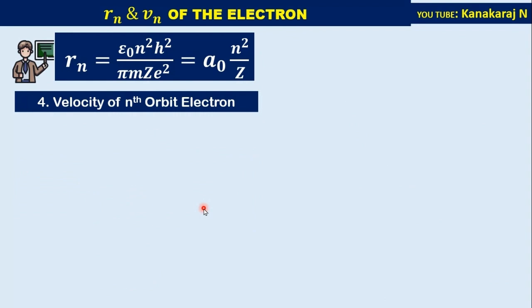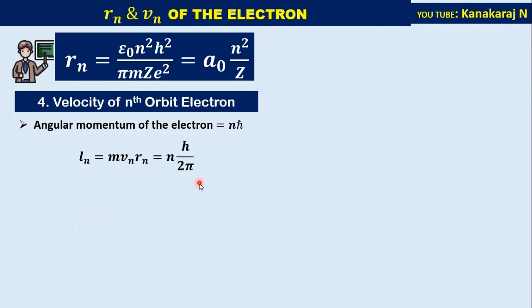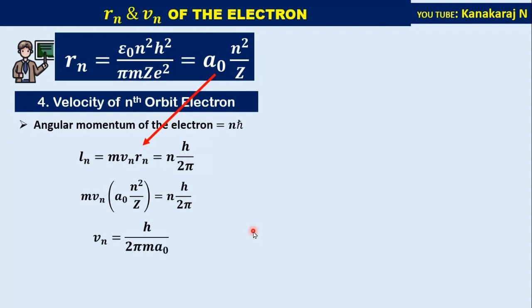4. Velocity of the nth orbit electron. Angular momentum of the electron equals n times h bar. So, we know Ln equals m times Vn Rn equals n times h upon 2 pi. The Rn value has to be substituted in this equation. So, we get m Vn multiplied by a naught times n squared divided by Z equals n h divided by 2 pi. From this equation, we can find Vn, which equals h divided by 2 pi m a naught multiplied by Z upon n.